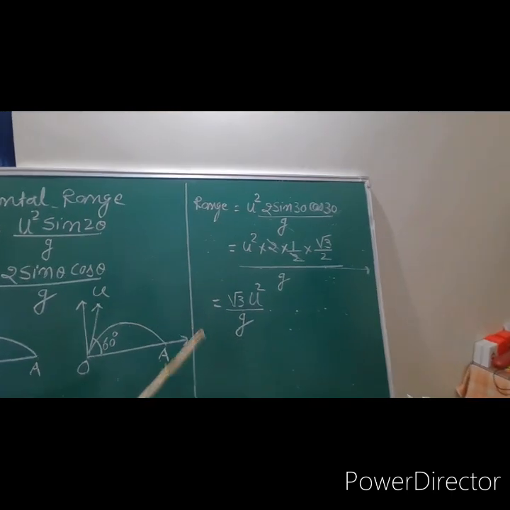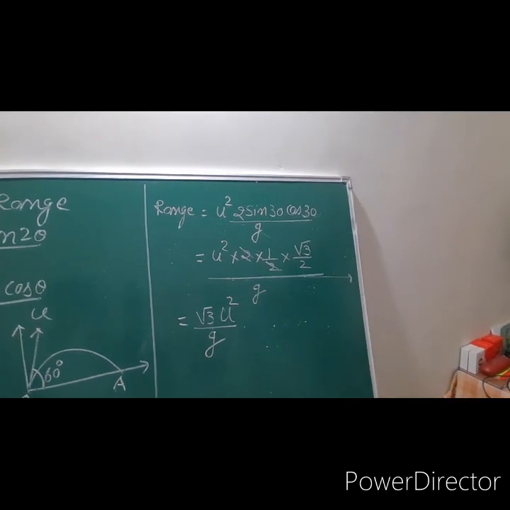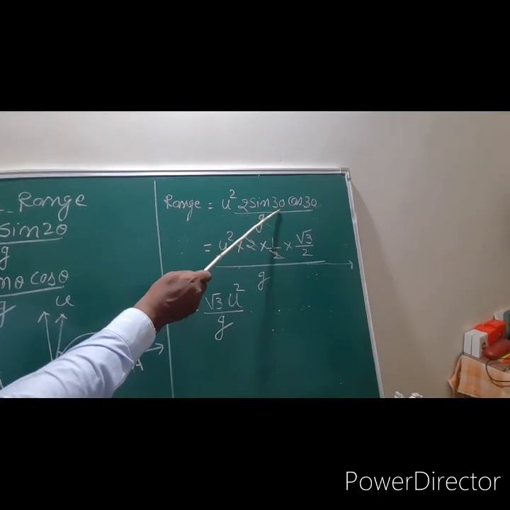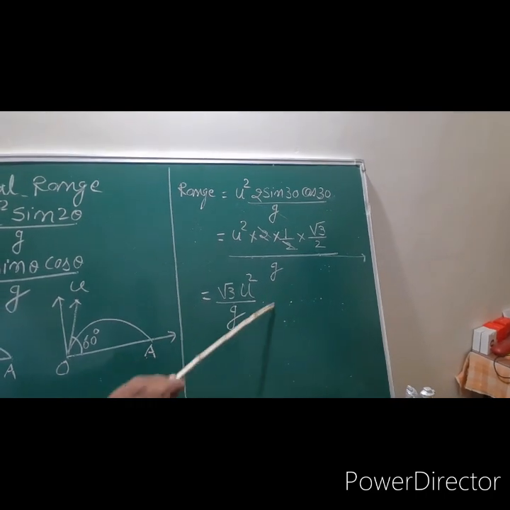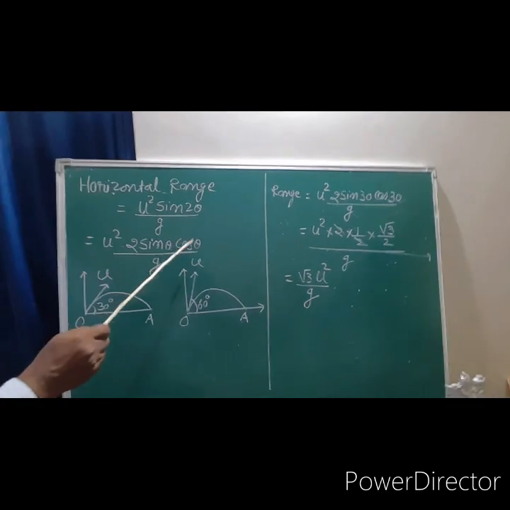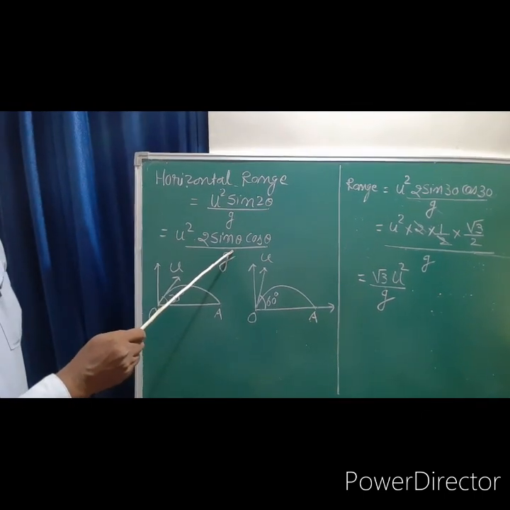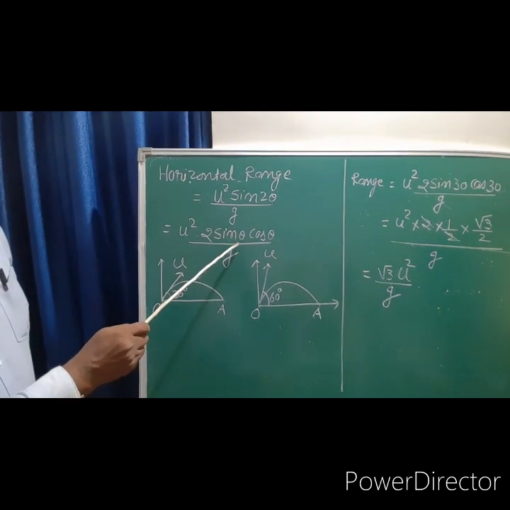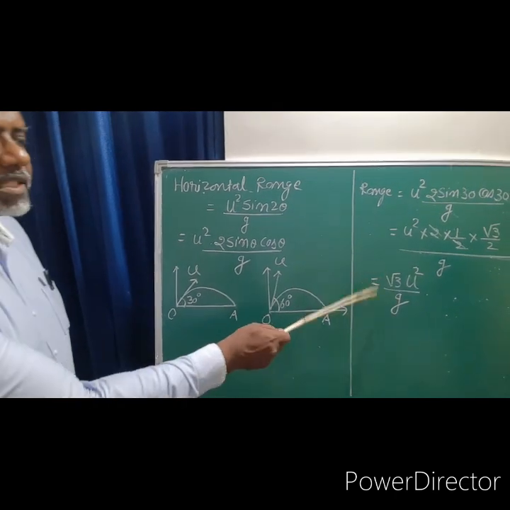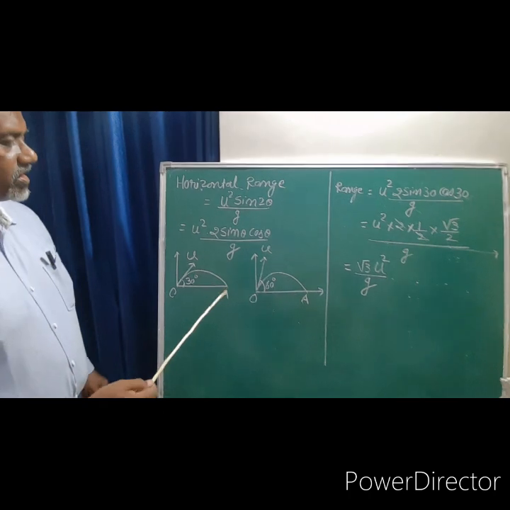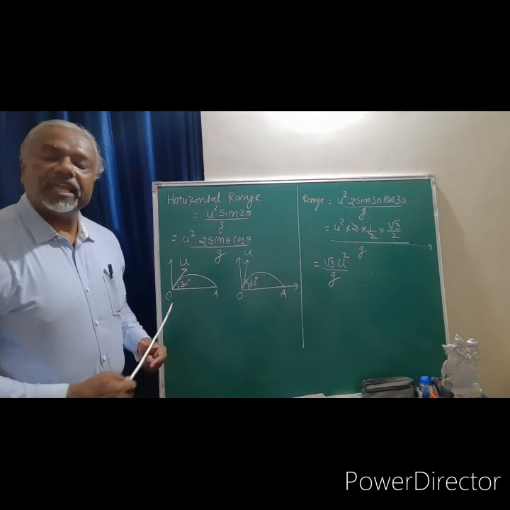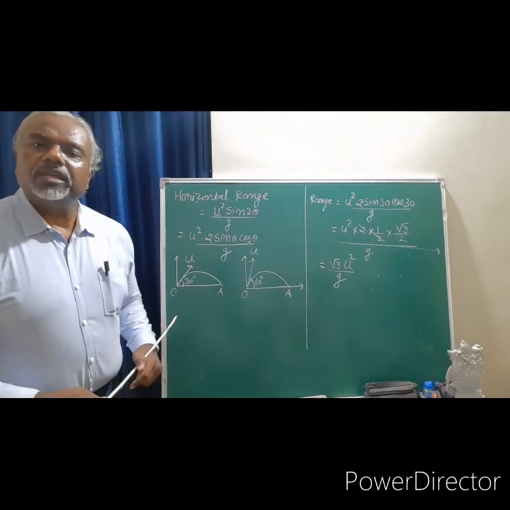I have taken a wonderful example. Suppose 30 degrees. Calculate the horizontal range for theta equal to 30 degrees. You will get this expression, root 3 u square by g. Now if you substitute theta equal to 60 degrees, you will get the same expression. So mathematically you have proved that yes, horizontal range will be the same for 30 degree and 60 degree angles of projection.